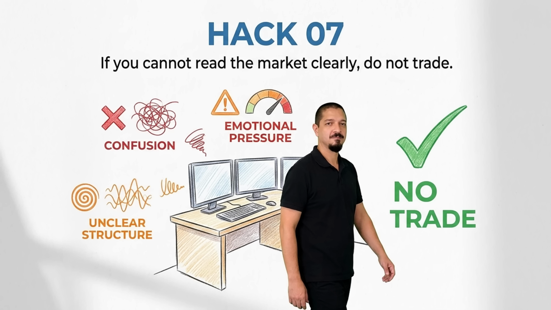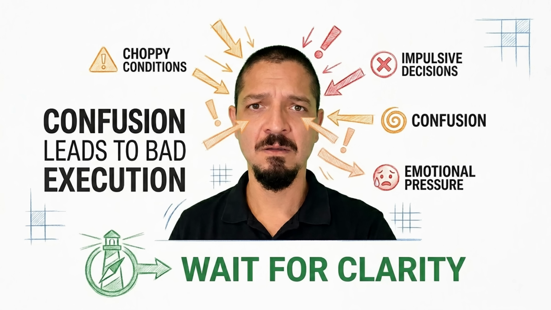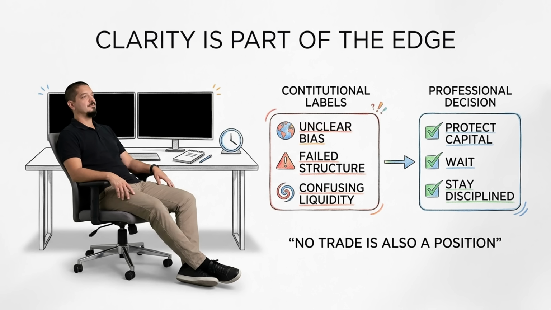So trader, if you cannot read the market clearly, do not trade. One of the biggest mistakes traders make is forcing trades when market structure is unclear. When price becomes choppy, emotional, or difficult to read, many traders continue searching for entries anyway. In most cases, this leads to impulsive decisions, fake breakouts, and unnecessary losses caused by emotional pressure instead of real confirmation. Professional traders understand that clarity is part of the edge.